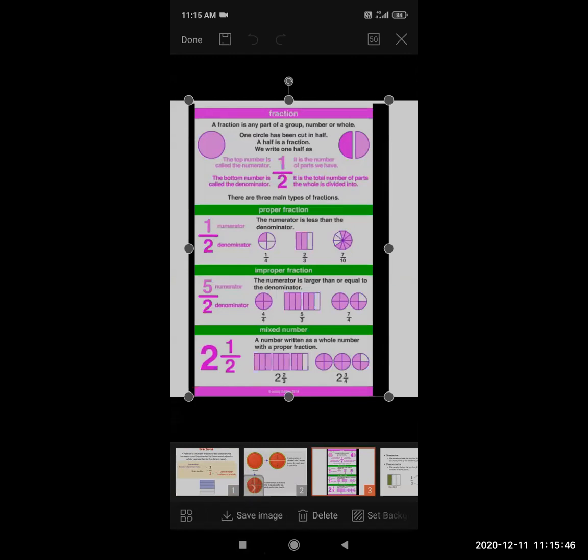One circle has 4 equal parts, then two boxes, and in each box 3 equal slices are there, each box has 3 equal slices. Now again two circles are given, and in the two circles again 4 equal parts are there. This is the one example.